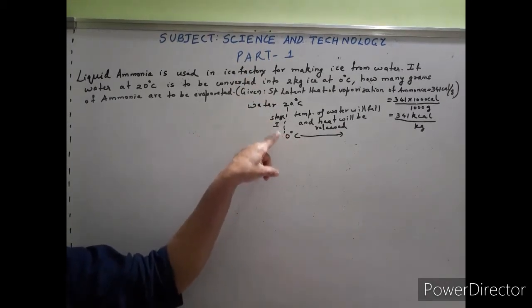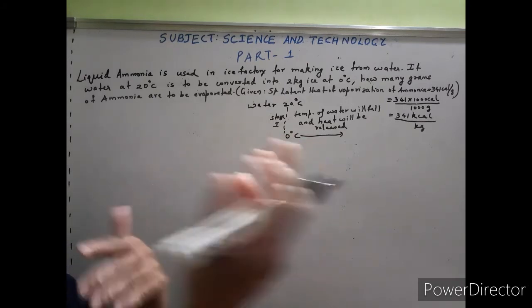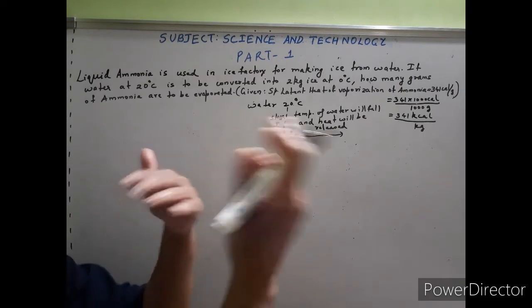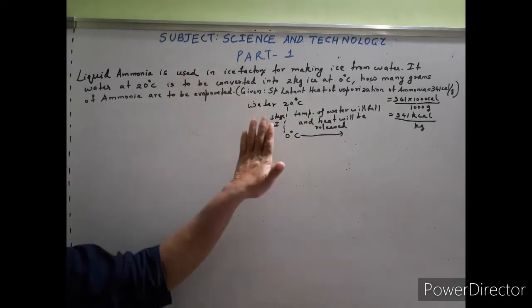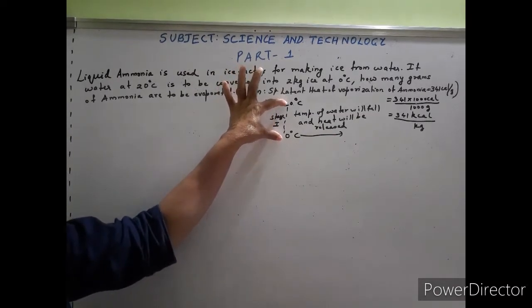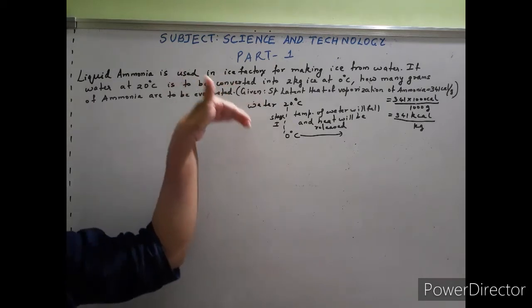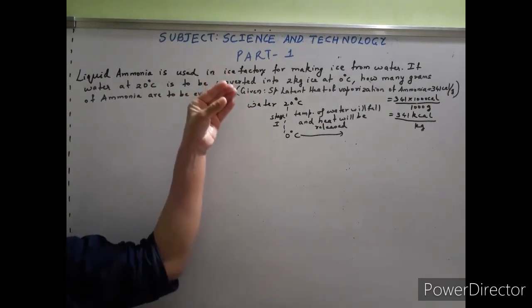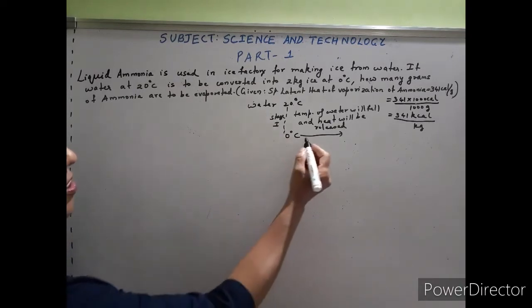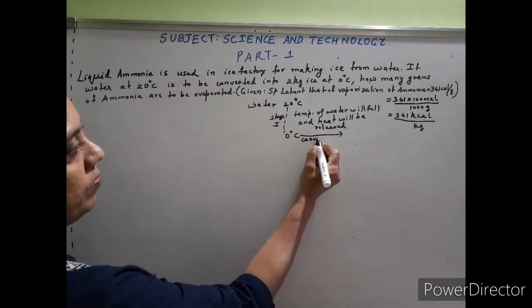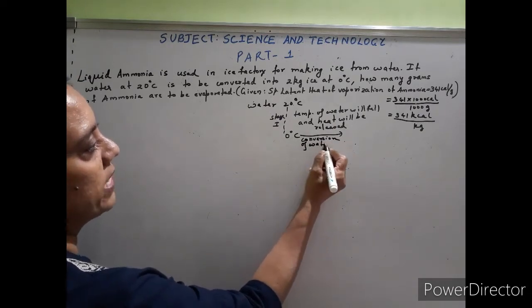When the temperature reaches 0 degree centigrade, then what happens? Conversion of water into ice will begin. यहाँ conversion नहीं होएगा, यहाँ पानी का पानी ही रहेगा. In this stage 1, water will be in liquid form only, but its temperature will fall and heat will be released. When the temperature reaches 0 degree centigrade, conversion of water begins.